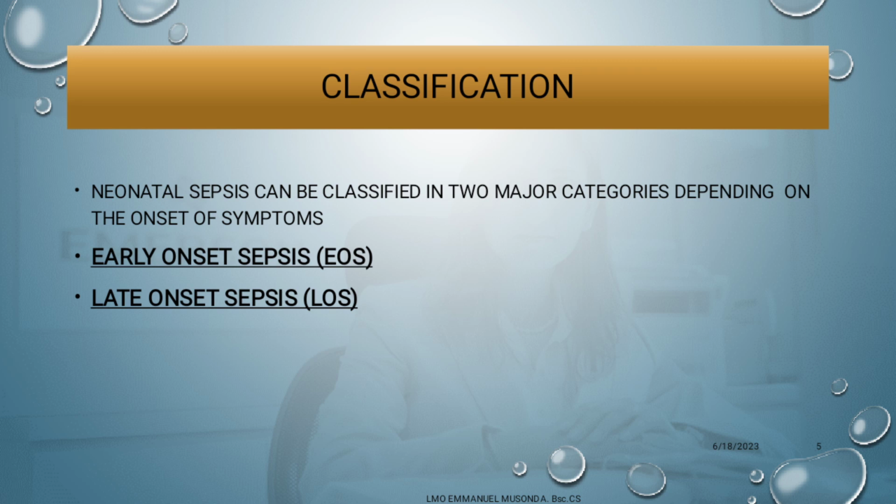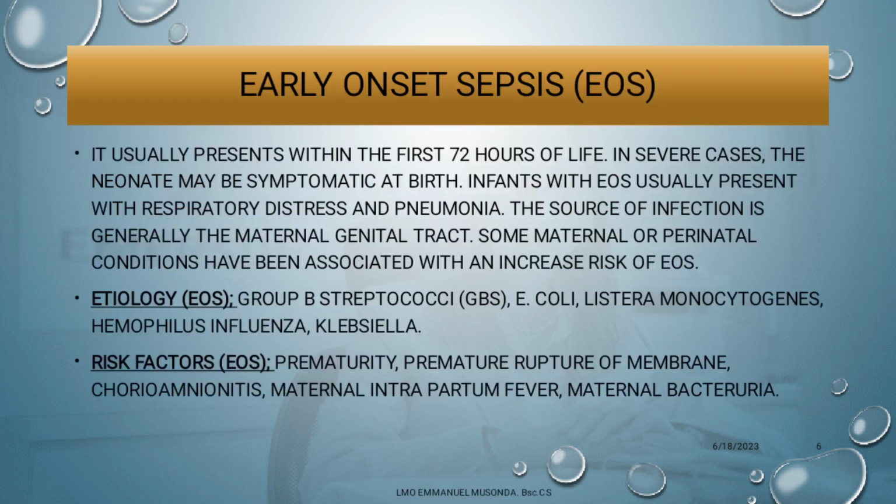Okay, then we have classification. So neonatal sepsis can be classified in 2 major categories depending on the onset of symptoms. So we can have early onset sepsis and late onset sepsis. That's what we can have.